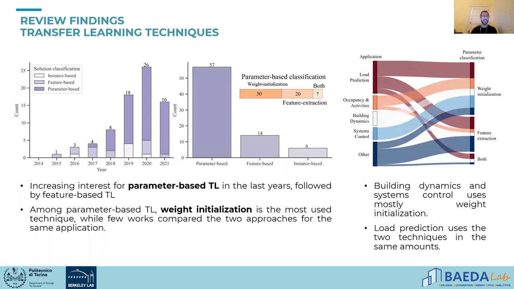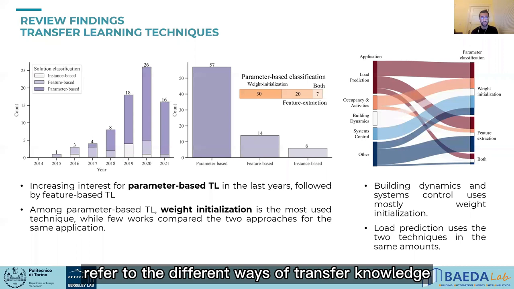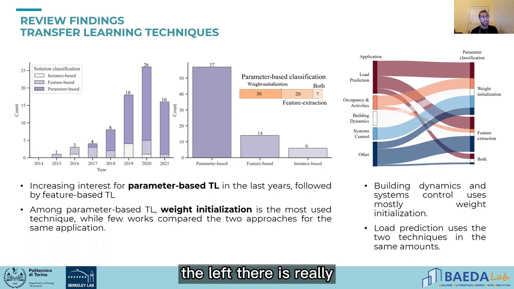Now we will shift from the applications to the techniques, therefore to the different ways of transferring knowledge. As you can see from the graph on the left, there is really a disproportion between the techniques used, and parameter-based represents around 75% of the techniques analyzed, especially during the last years. They represent the vast majority of the applications.